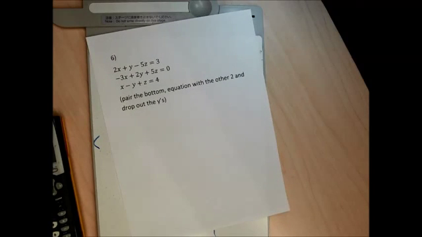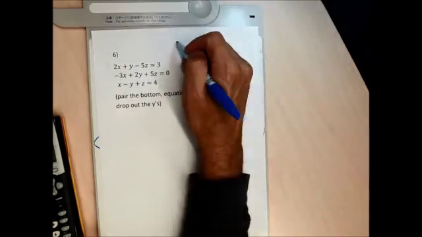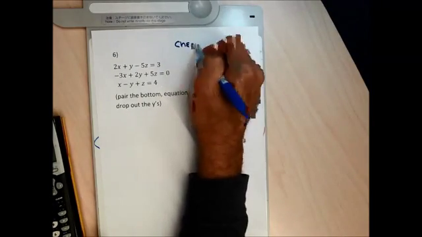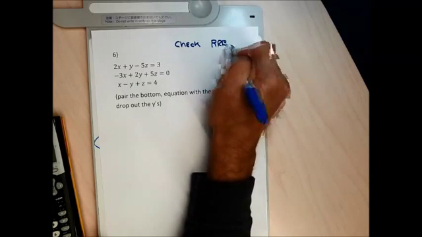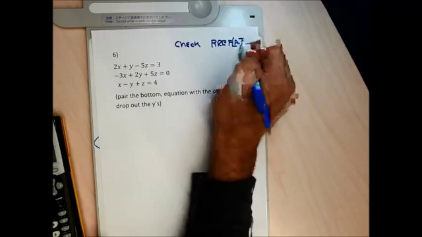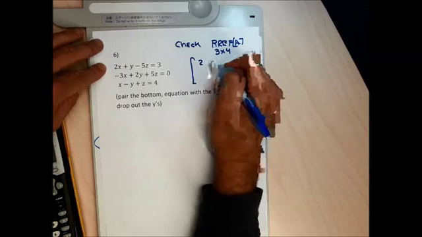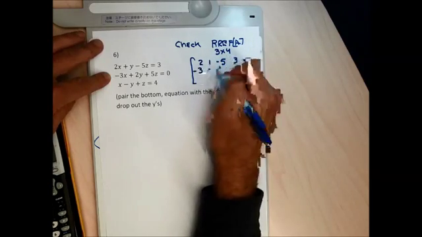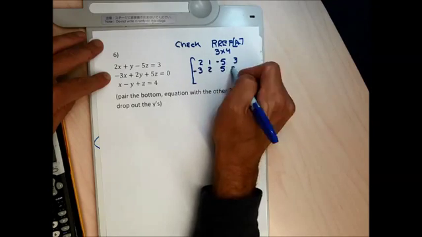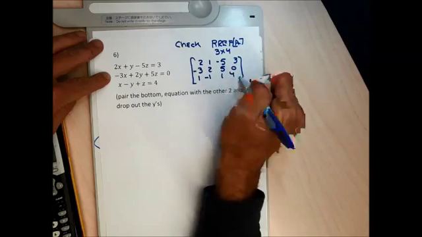All right, so 6, another monster problem. There's only going to be one of these on the test. Let me do my checking, or establishing my answer. I'm going to eventually do RREF for a 3x4 matrix that has 2, 1, -5, and 3 for the top row, -3, 2, 5, and 0 for the middle row, 1, -1, 1, and 4 for the bottom row.